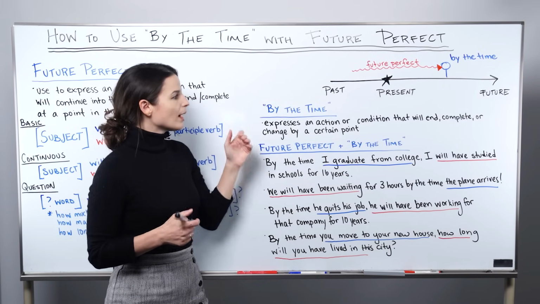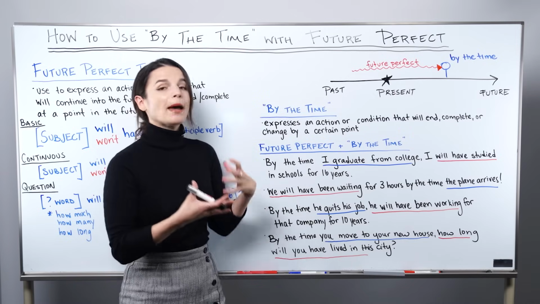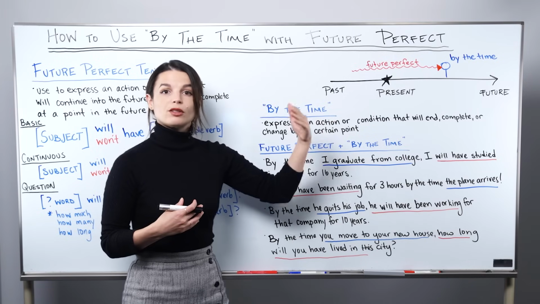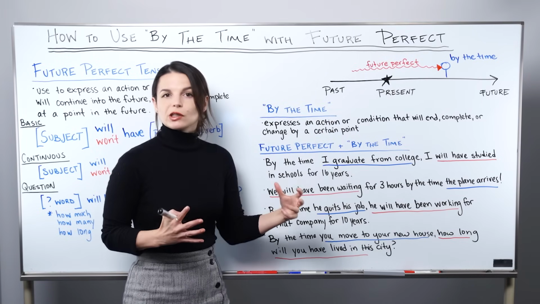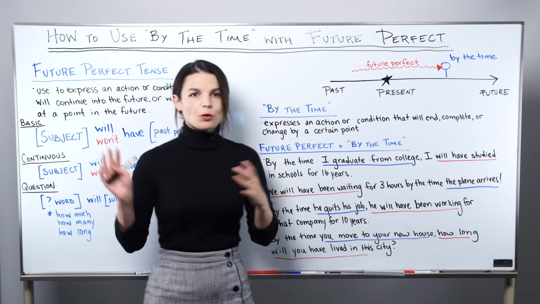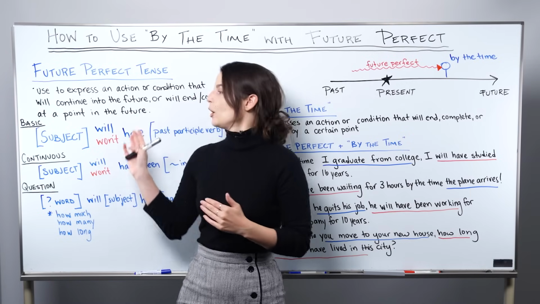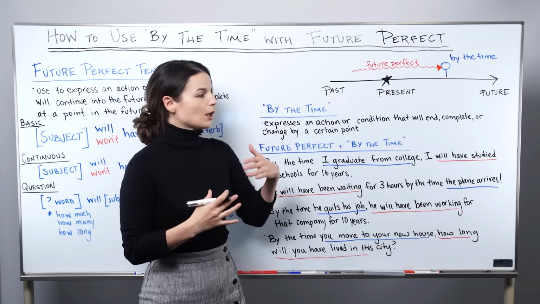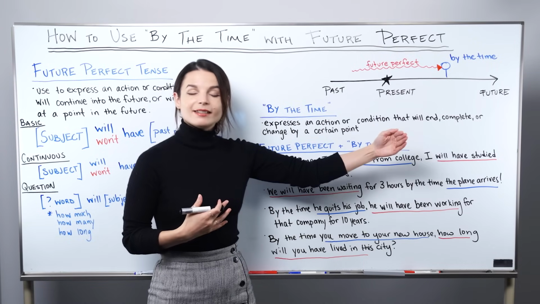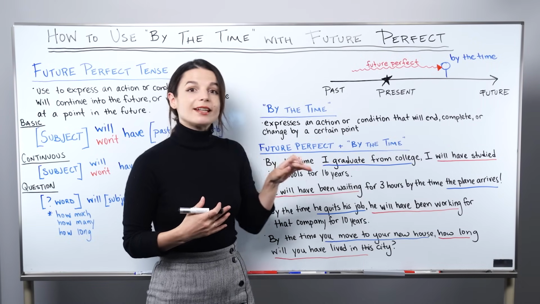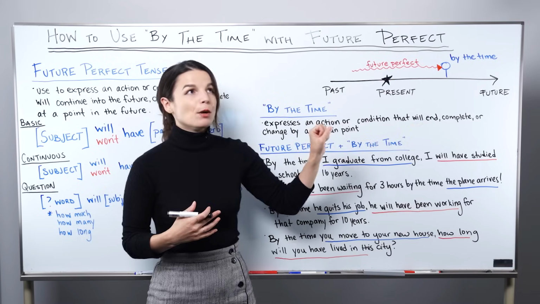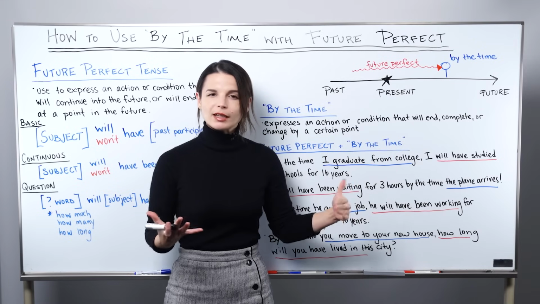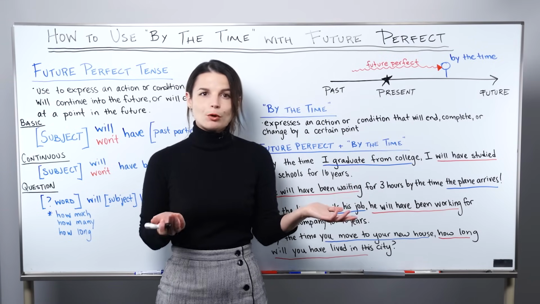So we know that by the time is talking about some action or some condition that is going to finish, right? It's going to end or it's going to change. So what does this look like when we put this together with future perfect tense? Reminder, we use future perfect tense to talk about an action that we expect is going to end at some point in the future or is going to continue into the future and maybe continue after a certain point in the future. So what does this look like with by the time and why is it important?